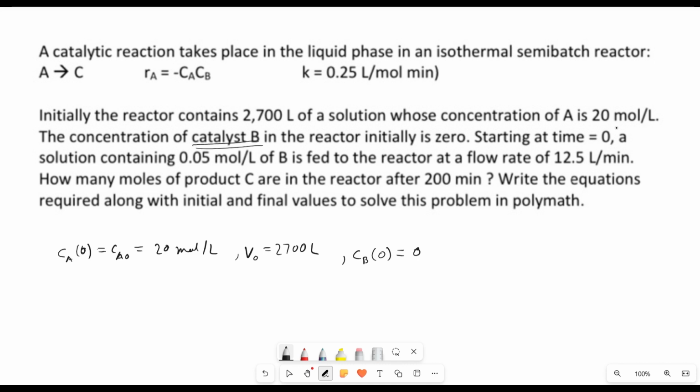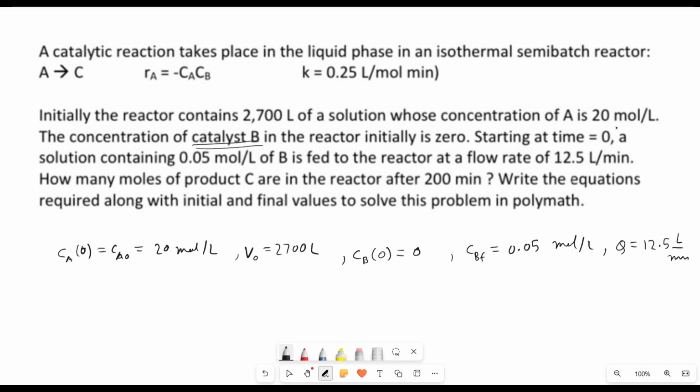That means no moles of B are present inside initially, and a constant solution containing 0.05 mole per liter of B is fed to the reactor. So CB feed is 0.05 mole per liter, with volumetric flow rate Q equal to 12.5 liter per minute. How many moles of product C are formed after 200 minutes? Write the equations required, along with the initial and final values, to solve this problem with Polymath.